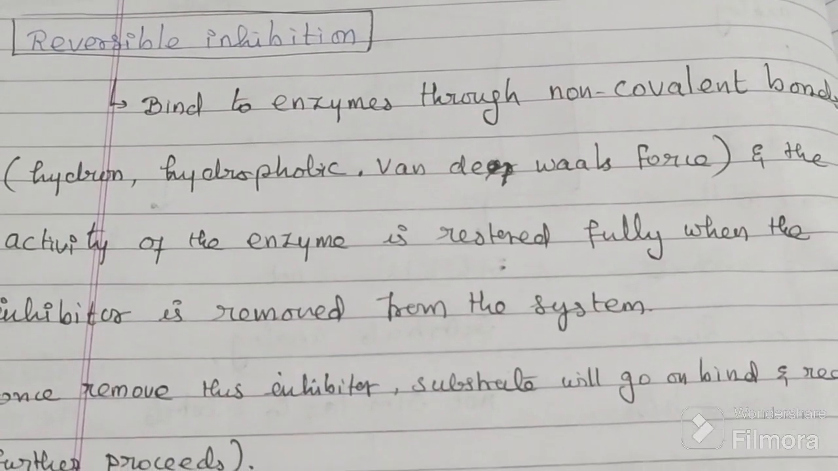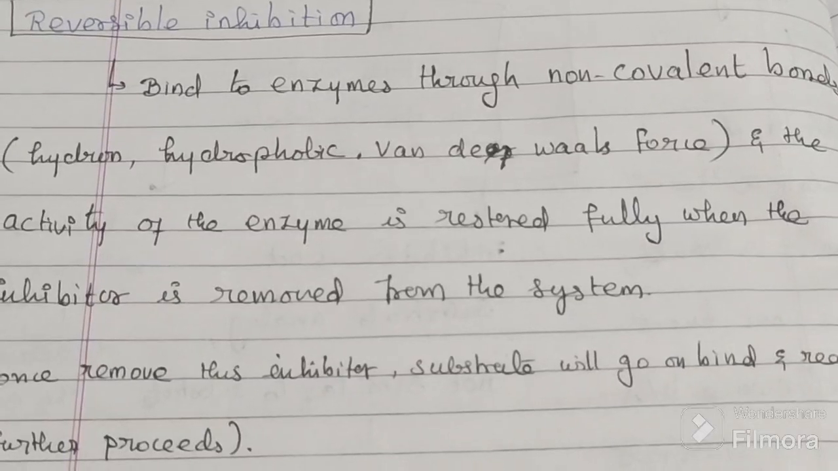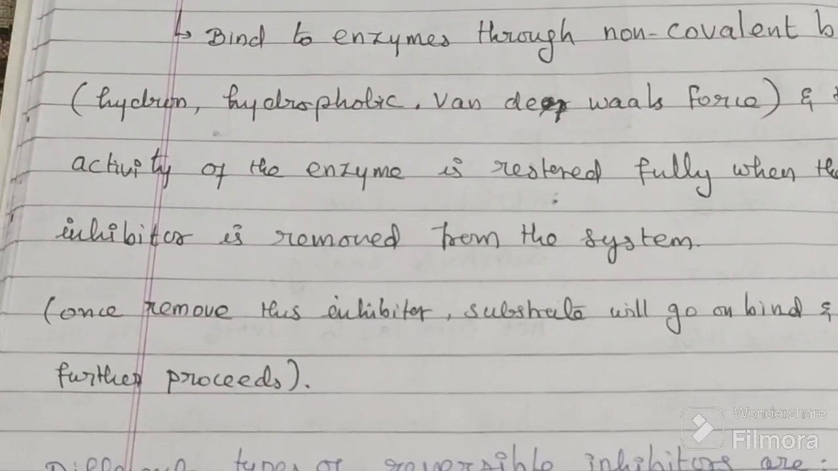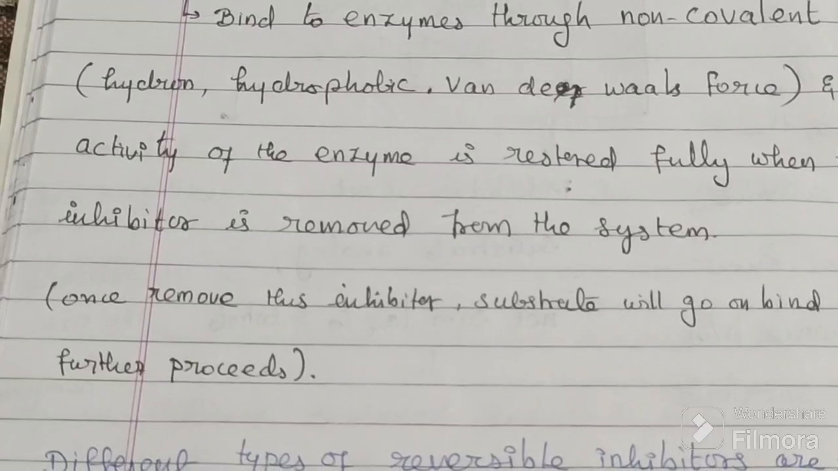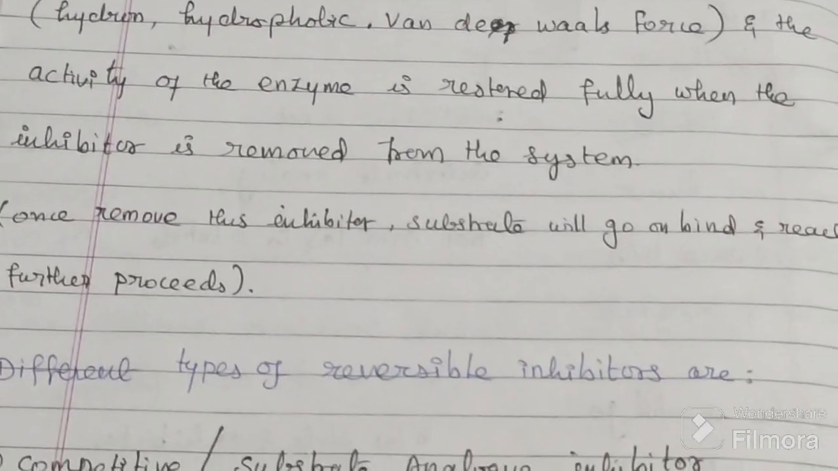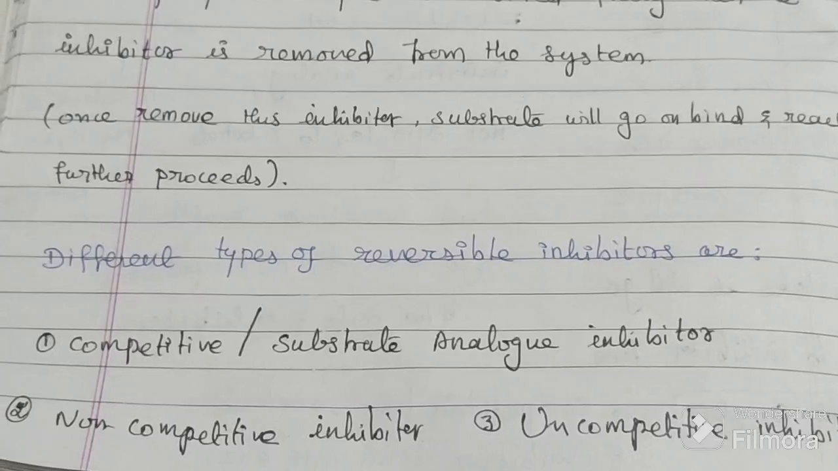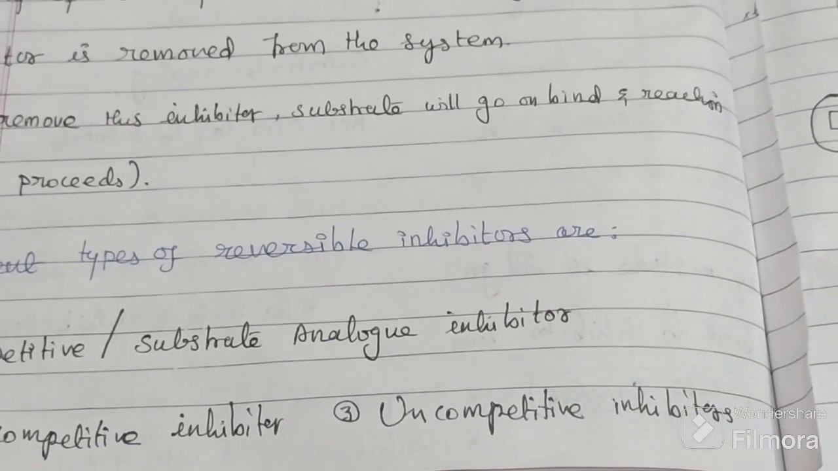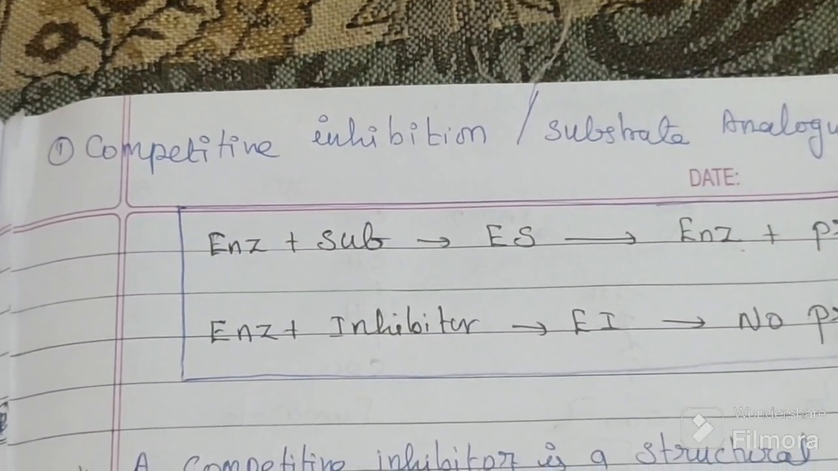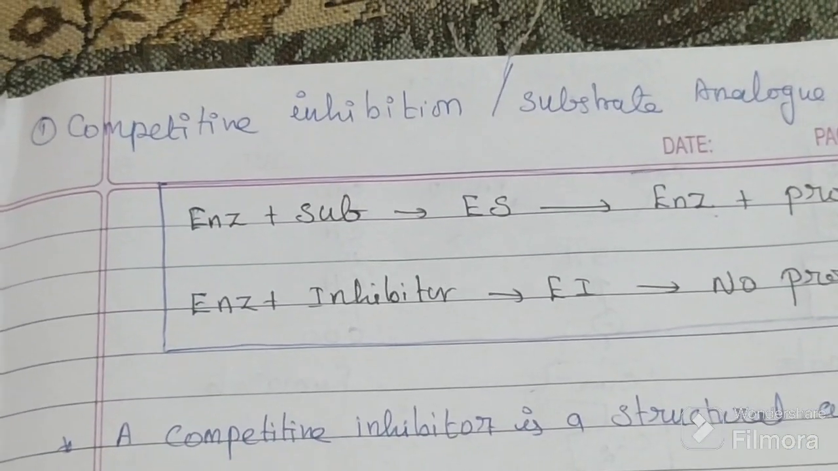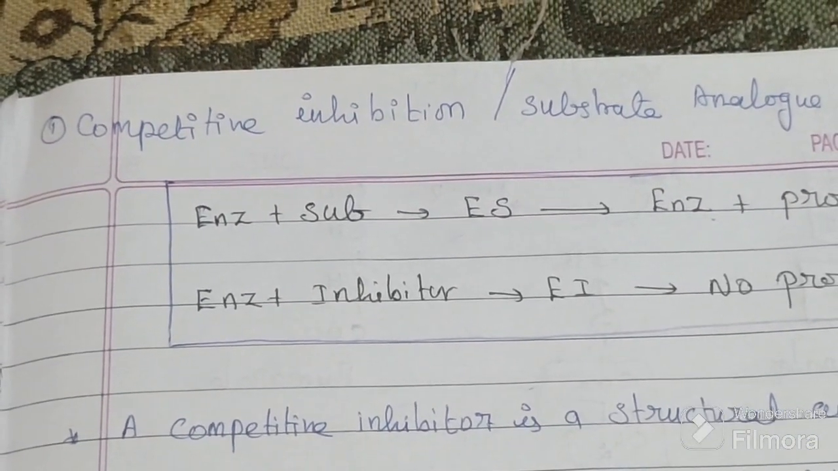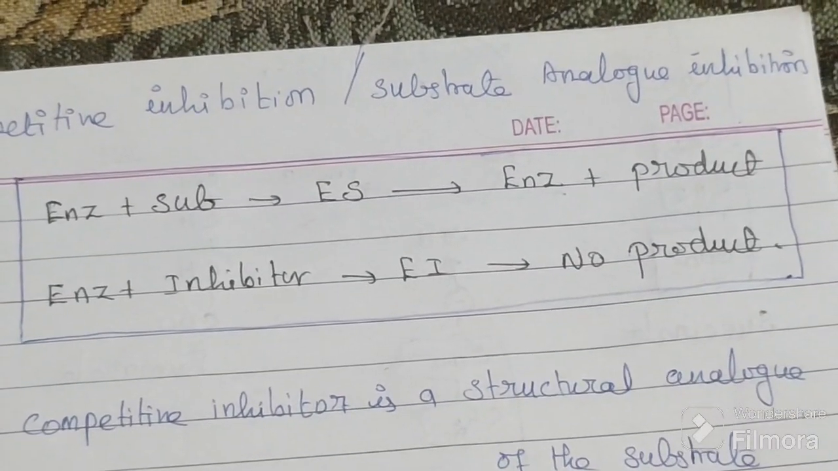So when an inhibitor goes and binds to the enzyme, there is a stoppage of the reaction. Once you remove that inhibitor, the substrate will go and bind and the reaction will proceed further. There are different types of reversible inhibition: competitive or substrate analog inhibitor, non-competitive inhibitor, and uncompetitive inhibitor. What is the difference between them? With the name itself, you can make out.